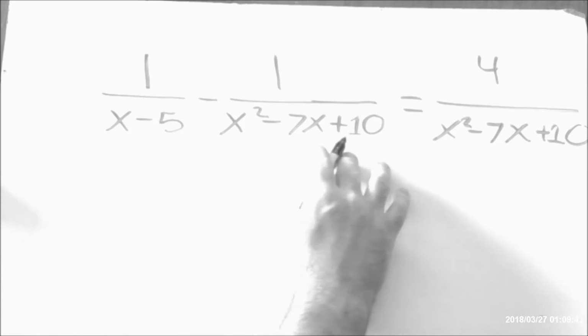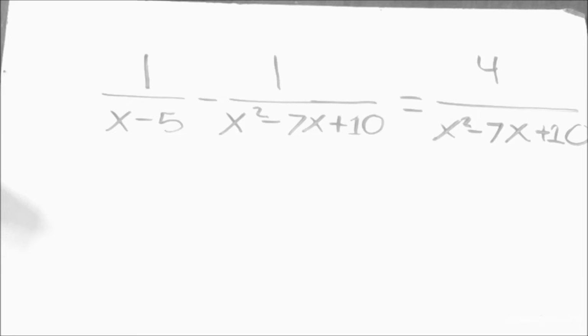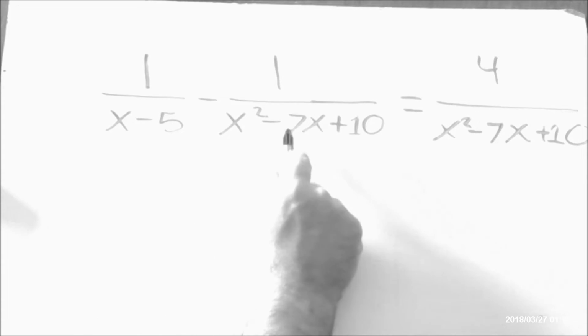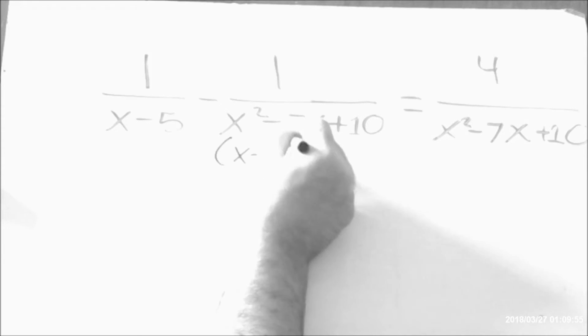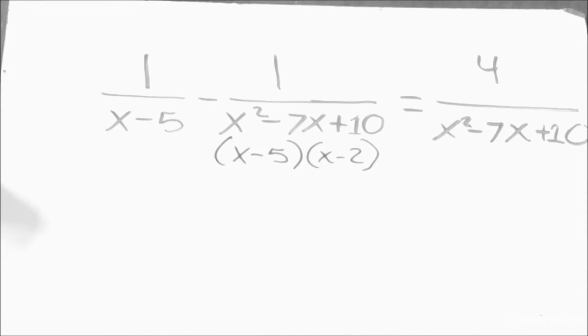x squared minus 7x plus 10, these are already the same, so I only have to factor one of them. And x squared minus 7x plus 10, looking for two numbers that multiply to be 10 and add to be negative 7. Hopefully you can see that it's x minus 5 and x minus 2. So let's go ahead and rewrite this with the factored forms in here.